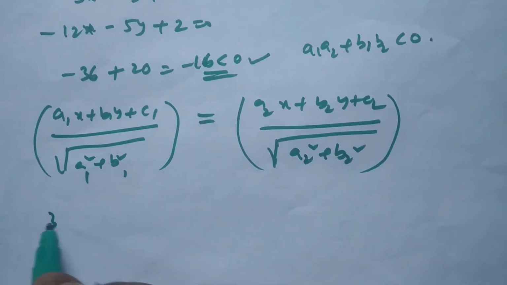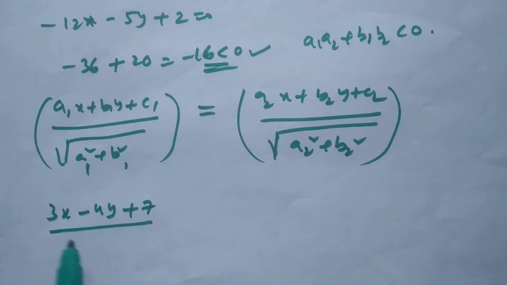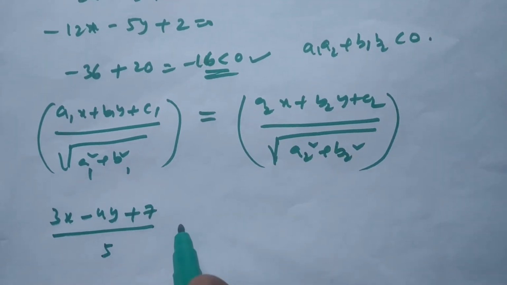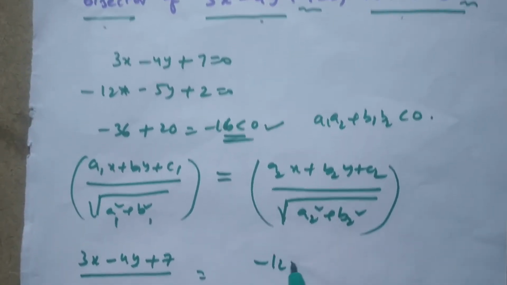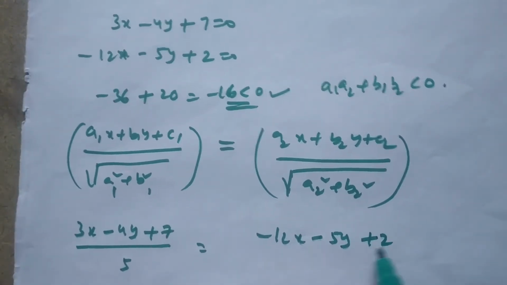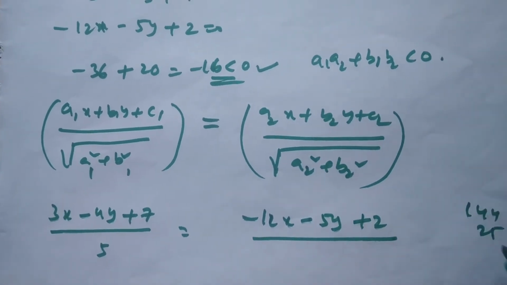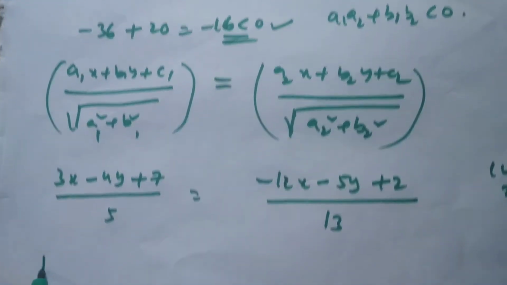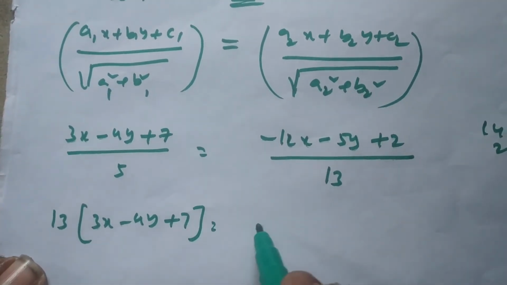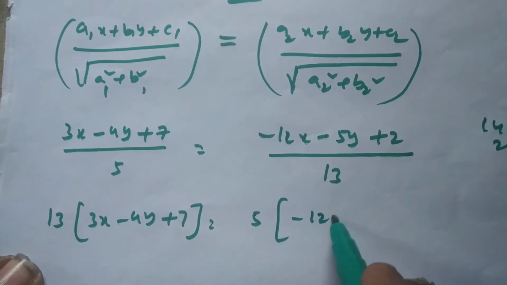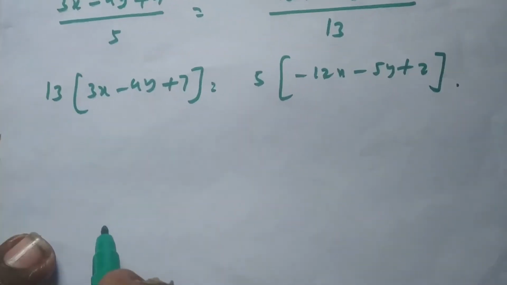So clearly, (3x minus 4y plus 7) by root of a square plus b square, root of 9 plus 16, that is 5, is equal to, don't write this equation, you have to write this equation, (minus 12x minus 5y plus 2) by root of 144 plus 25, 169, that is 13. So 13 into (3x minus 4y plus 7) is equal to 5 into (minus 12x minus 5y plus 2). This is the equation of the acute angular bisector.